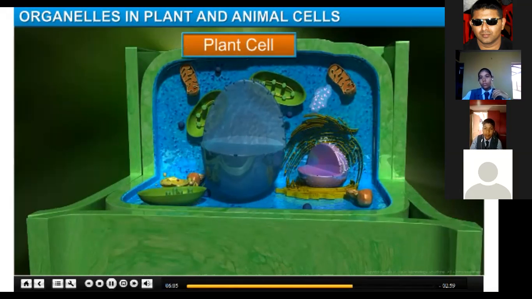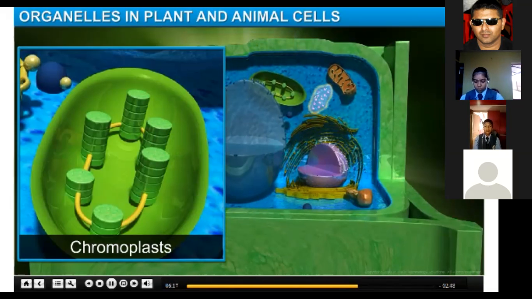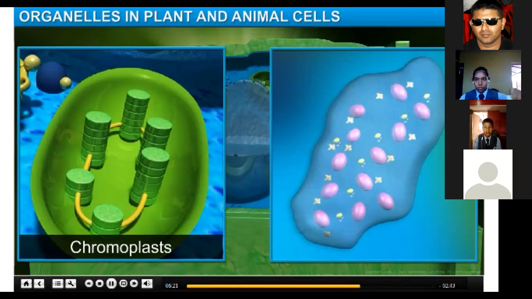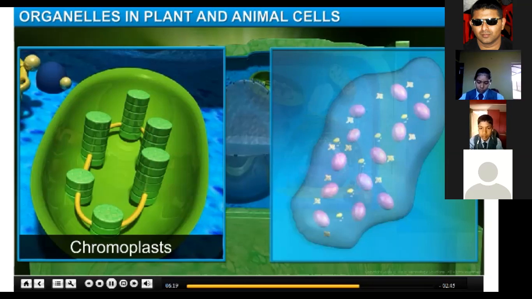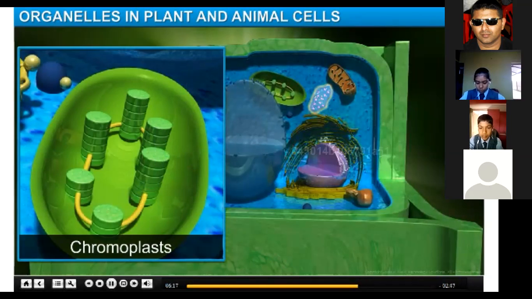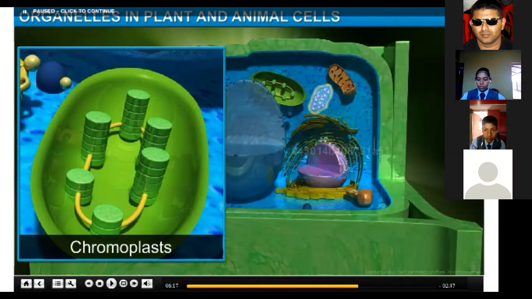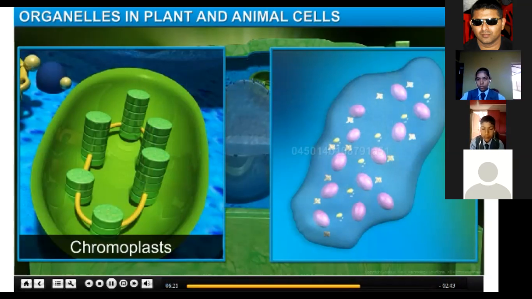Here is an organelle present only in plant cells, the plastids. There are two types of plastids: colored plastids called chromoplasts and colorless plastids called leucoplasts.